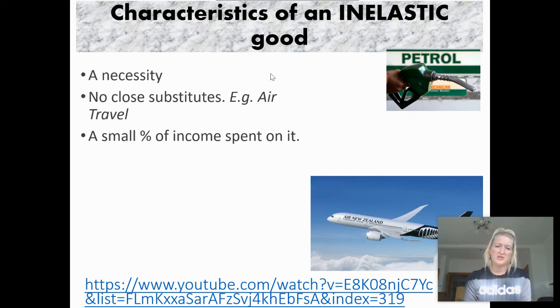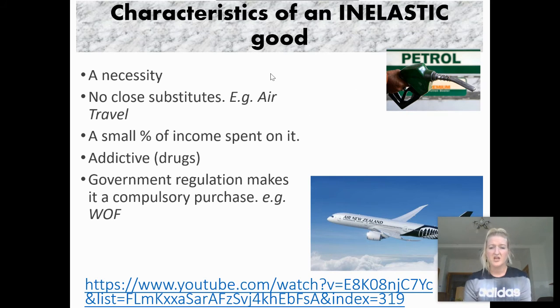If you spend a small percentage of your income on it, so if it's something quite cheap, then you'll not really notice the price change, so you're not responsive to it. If it's addictive, then of course you're going to want to buy it regardless of the price change, and you'll just decrease your consumption of something else. If the government makes it compulsory, then of course you have to have it, otherwise you'll get a fine. So consumers still need to get warrants of fitness even if they go up in price.